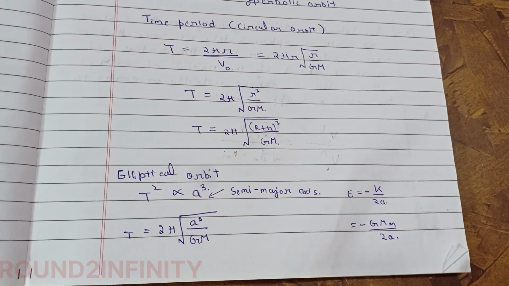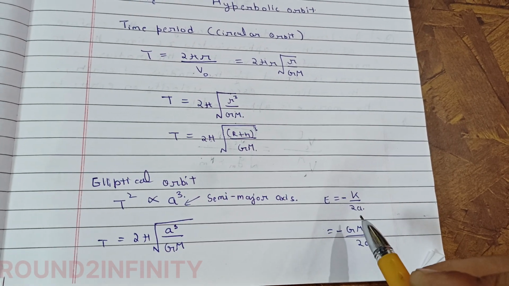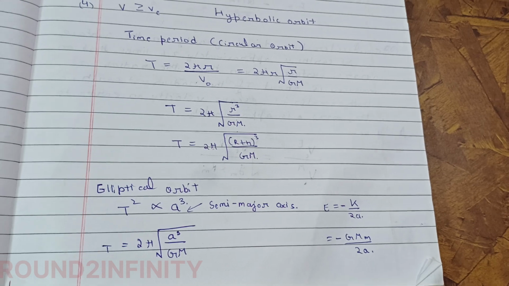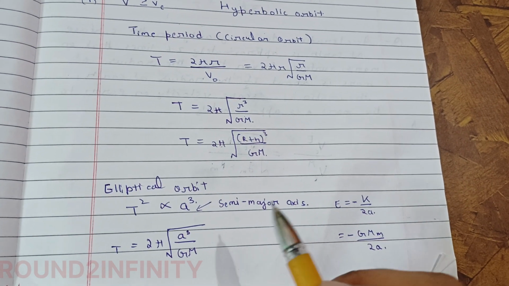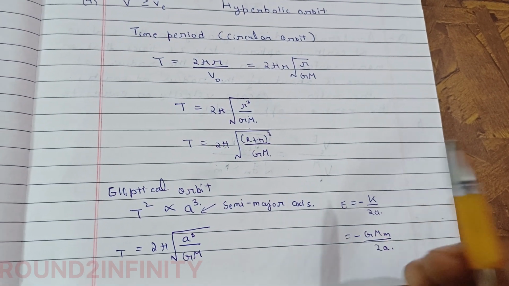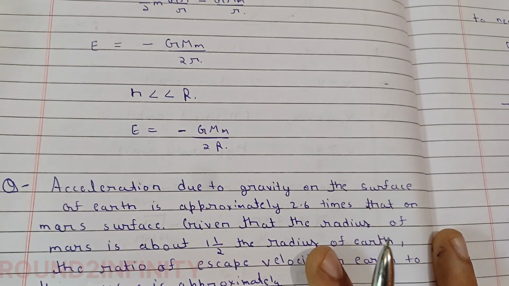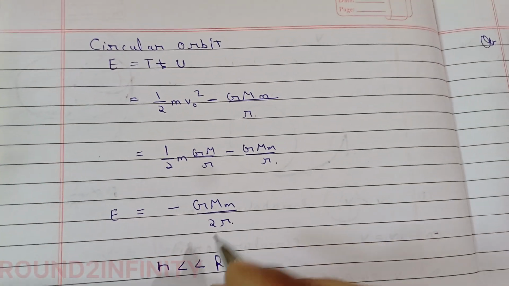Remember this formula. And for an ellipse, we know what the energy is. Total energy is minus k by 2a. We already proved this. Here k is nothing but GMm. So this is your total energy. This will be very helpful for solving questions when you know the total energy, so you can solve the problems very easily because of the law of conservation of energy. That law is very helpful in solving questions.